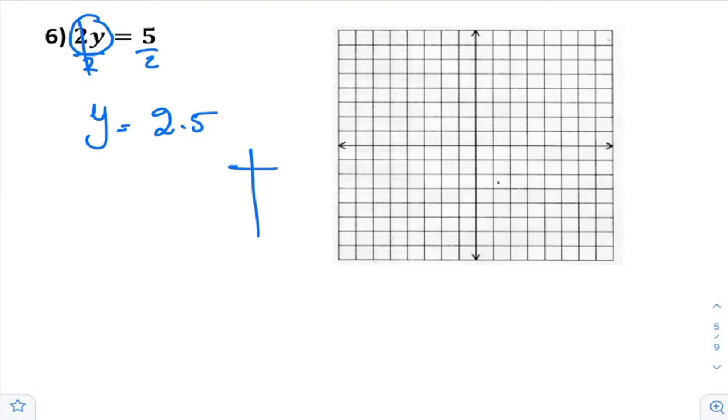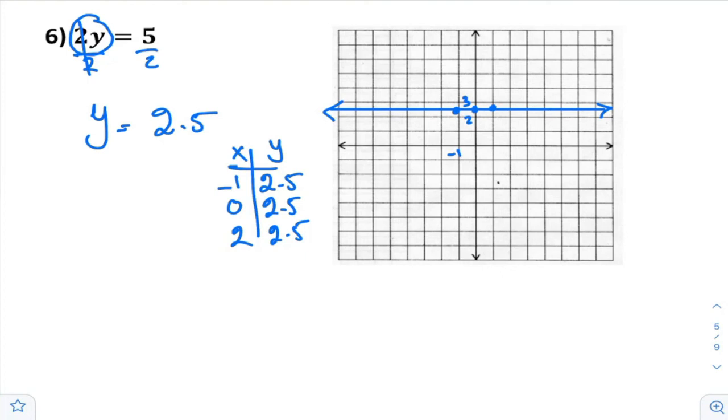Also, if you can imagine it, this is x and this is y. So y will stay on 2.5 irrespective of the value of x. It can be minus 1, 0, 2, anything. All of them will stay related to 2.5. I will go to minus 1 and to 2.5. This is 2 and this is 3. So 2.5 will be here. And 0 will be with 2.5, and 2 with 2.5. All of them will stay on a horizontal line passing through the value 2.5.